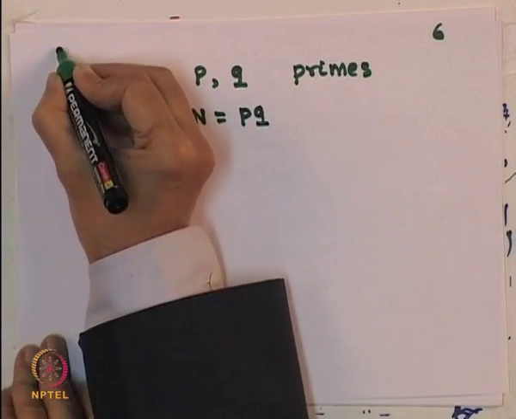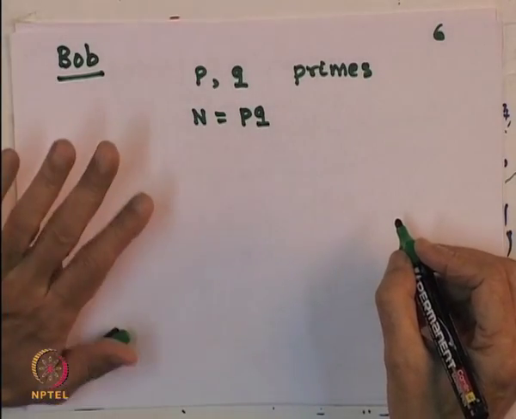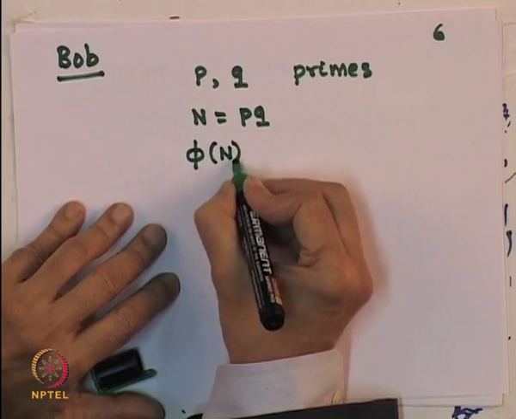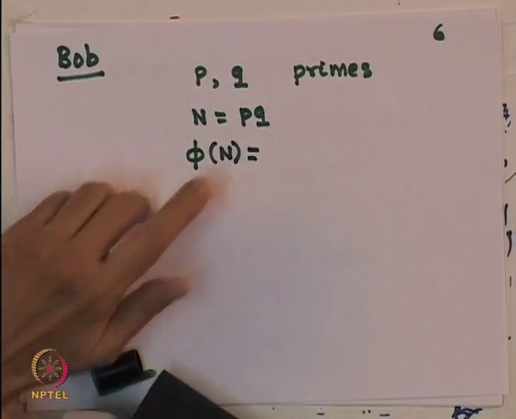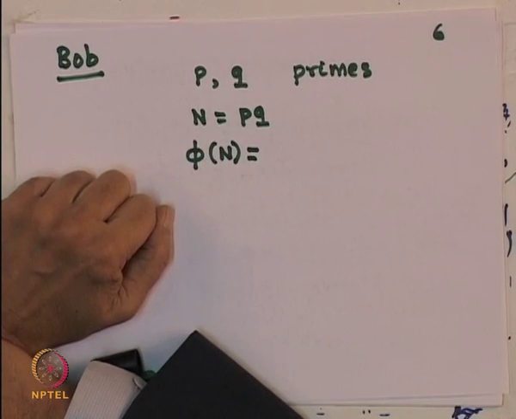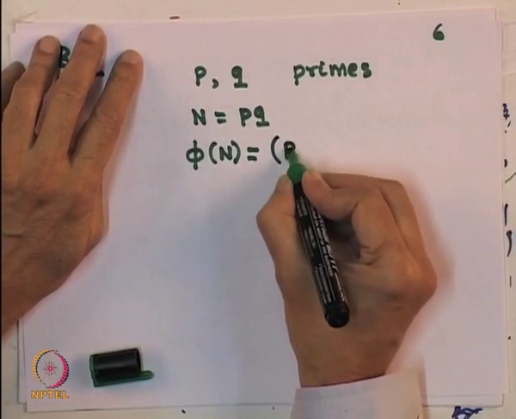Now this is what Bob is doing. He also calculates the number which is phi of N. Now remember, N is a product of 2 primes, and we have already stated that if an argument of the totient function is a prime, then phi of that number is 1 less than that number. So in other words, phi of capital N is simply (P minus 1) into (Q minus 1).